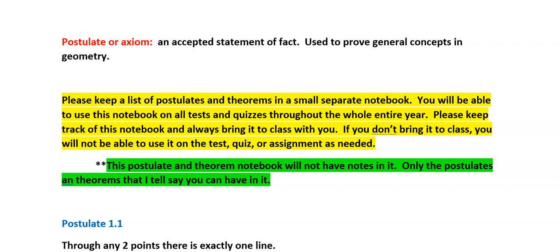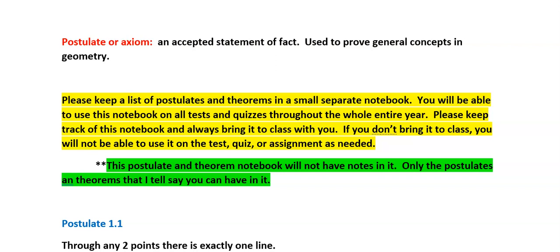You will be able to use this notebook on all tests and quizzes throughout the whole entire year, so do not lose it. Some people put them on loose leaf paper. That's perfect. Some people buy one of those really cheap quarter-cent notebooks and keep them in there. Some people put them in a different section in their notebook.